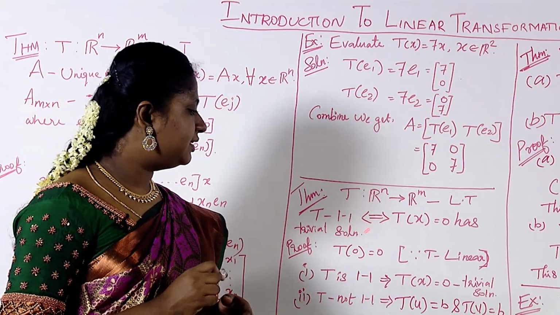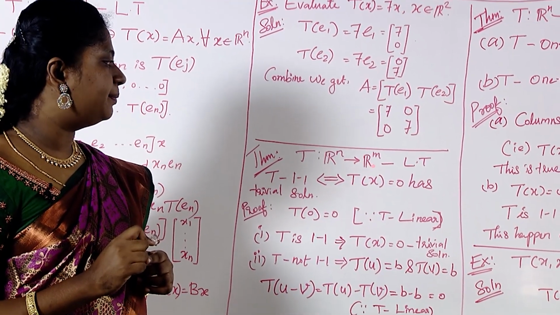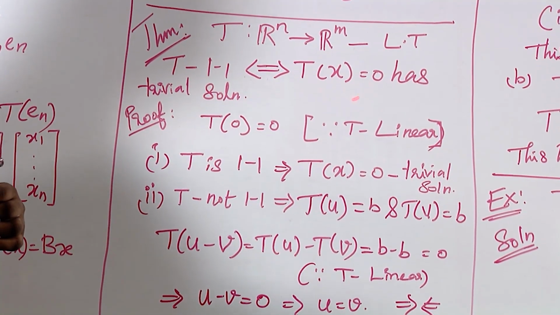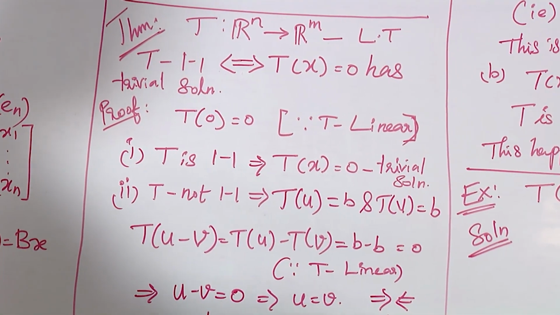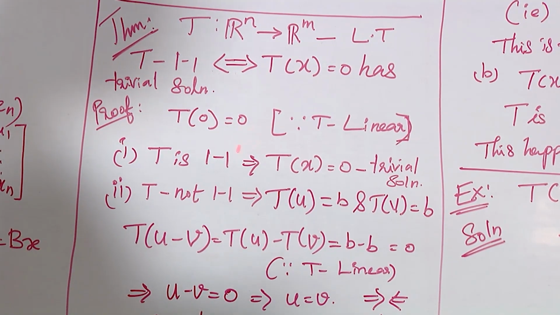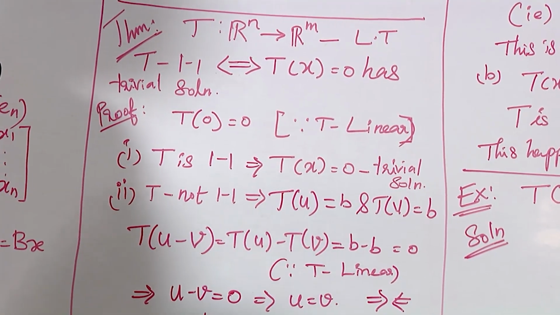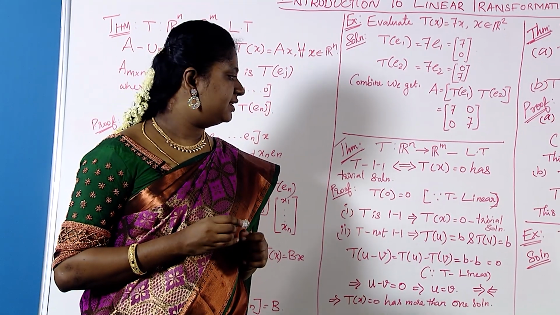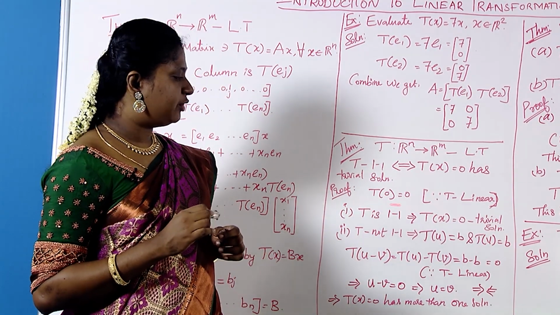Now, we shall see another theorem that says: T is a linear transformation from R power n to R power m, then T is a one-to-one function if and only if T of x is equal to 0 has only the trivial solution. Now we have to prove this. So, first, T of 0 is equal to 0. This we have already proved while we were seeing the definition of linear transformation. As soon as we finished that, we proved T of 0 is equal to 0. Therefore, this is always true. Since T is a linear transformation, we always have T of 0 equal to 0, so we do not have to worry about that.